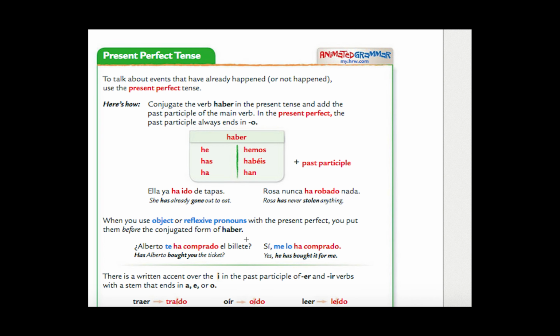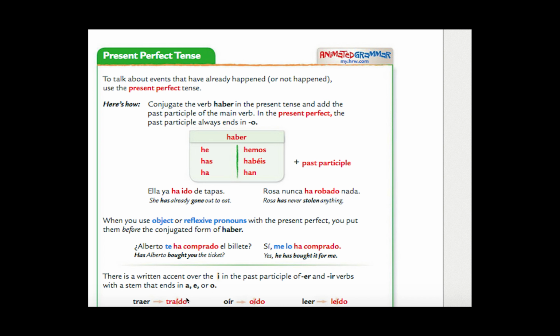Okay? So you have to be careful with traer, oír, and leer. They're very weird verbs. Okay? So traer is to bring, oír is to listen, leer is to read, like it says here. Let's see what it says here. There is a written accent over the I, like this one, okay? Traído, leído, and oído. You have to place an accent mark in the past participle, the verbs that end in er or ir, okay? And the stem ends in A, E, or O, okay?